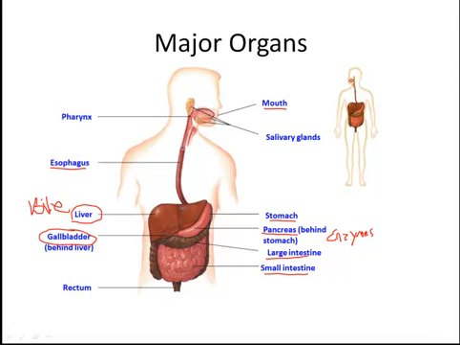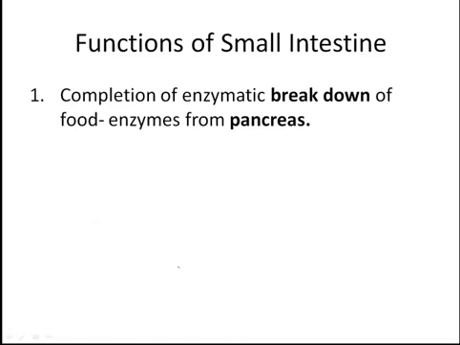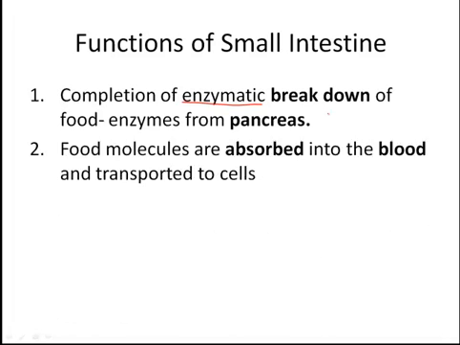So probably the most important organ of your digestive system is the small intestine. It has 2 major functions. One is the complete enzymatic breakdown of food, and that is because of enzymes from the pancreas. So that means we're going to take those macromolecules and break them down into their very smallest little components. A carbohydrate would get broken down into a monosaccharide, or a protein would get broken down into an amino acid. The second very important function of the small intestine is the absorption.